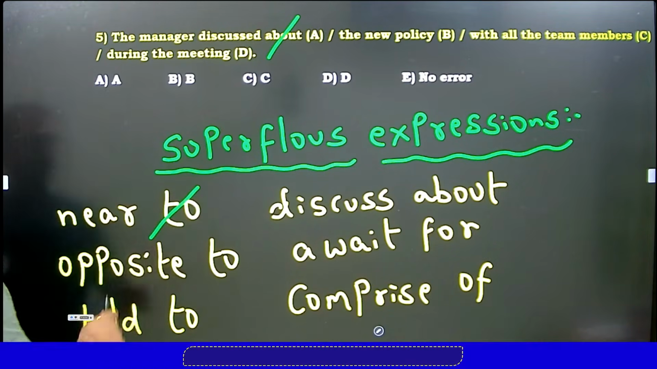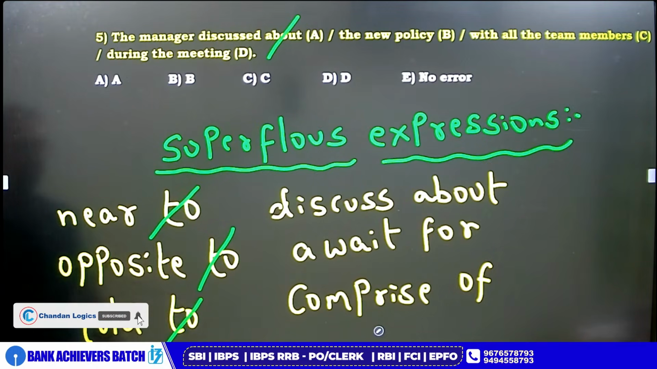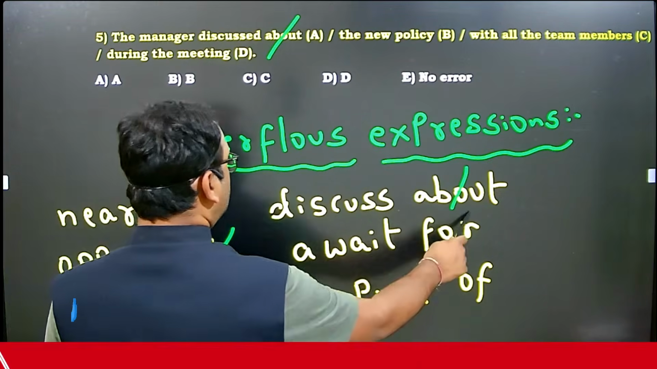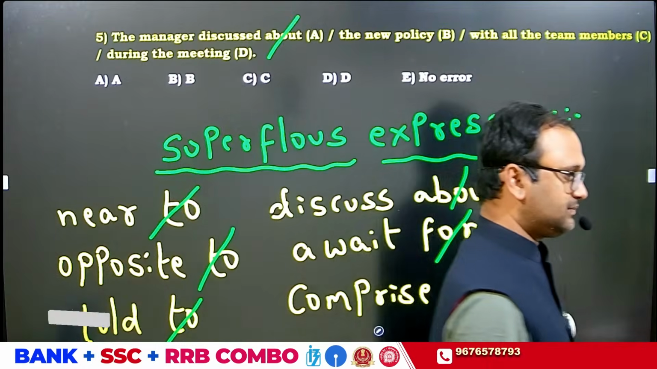You cannot say near to. You cannot say opposite to. You cannot say told to. You cannot say discuss about. You cannot say await for. You cannot say comprise of.